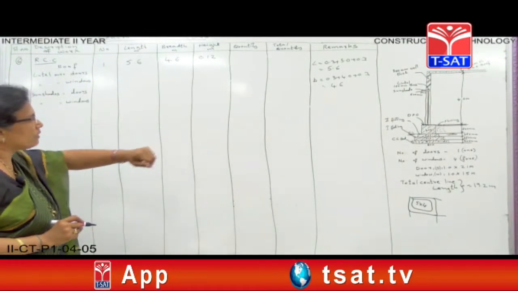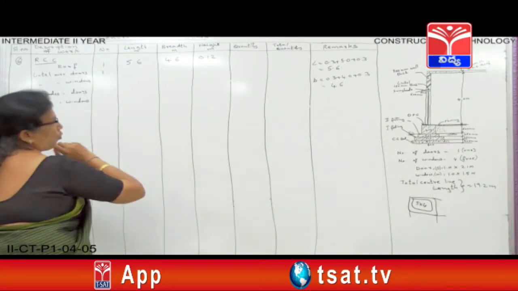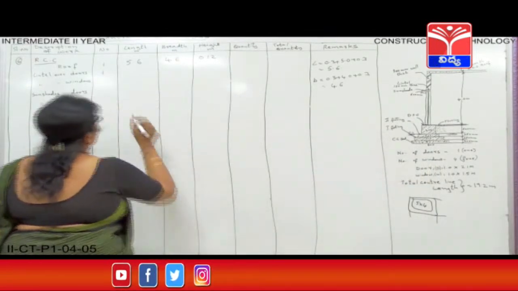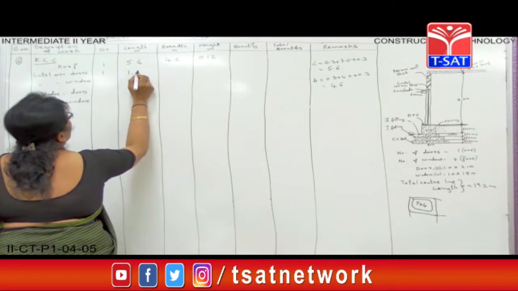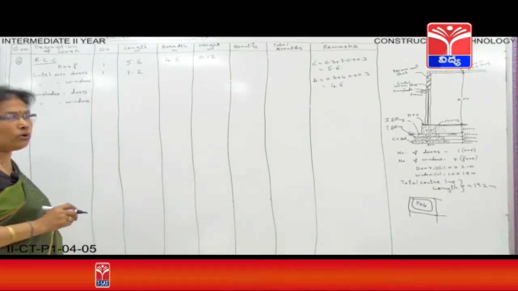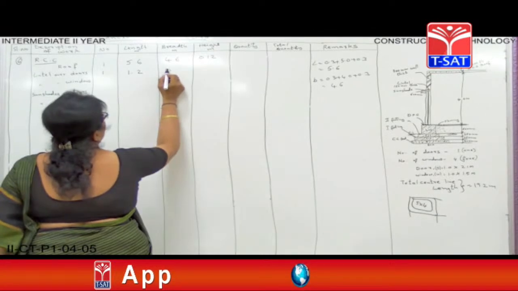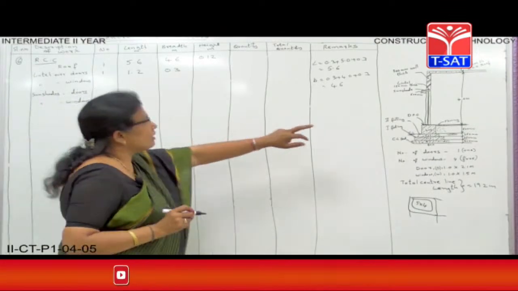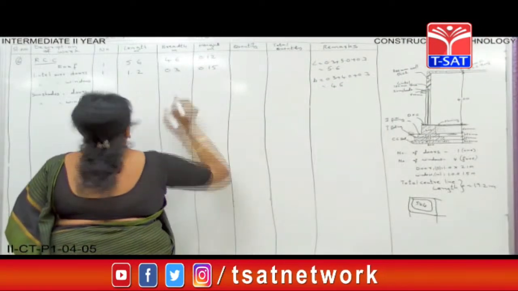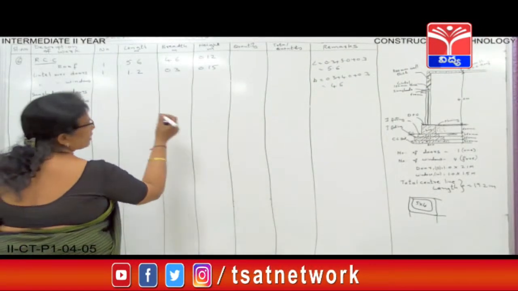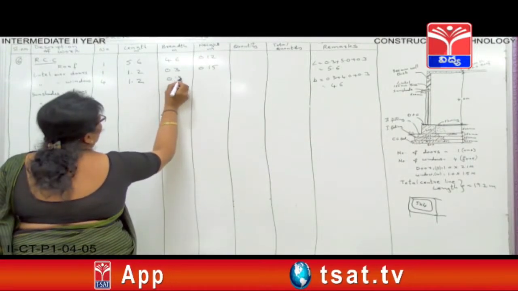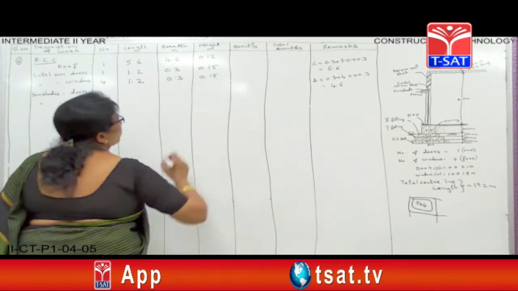Now coming to lintels. How many doors are there? 1 door. So number 1. As I told, projection is given. So if the length of the door is 1 meter, including projections you have to take 1.2 length, and the breadth is same as wall thickness, that is 0.3, and height of the lintel is given here 150 mm, that is 0.15. Same for windows. How many windows are there? 4 windows. Length is 1.2, breadth is 0.3 and height is 0.15.